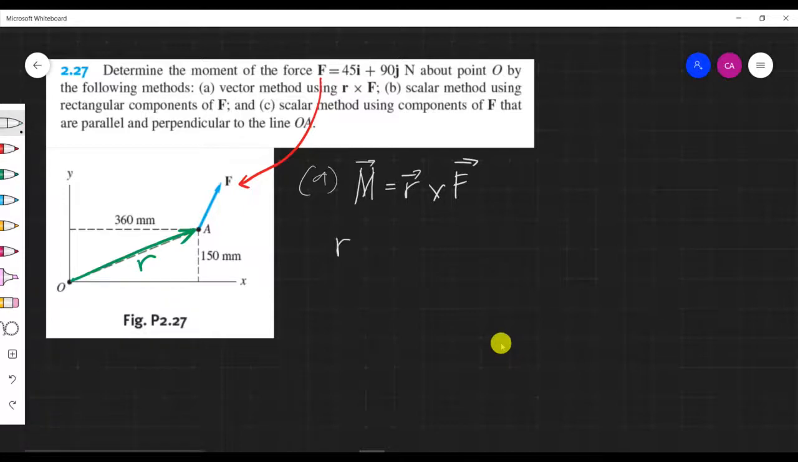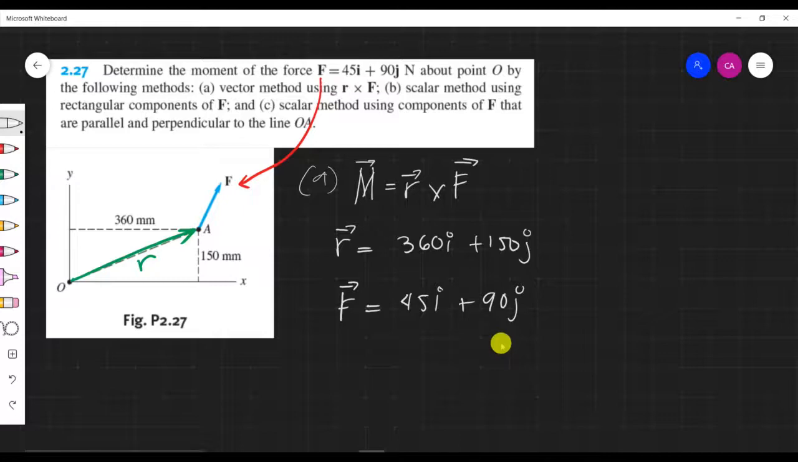So, RF. R pala, R muna. So, meron siyang positive 360 I, pakanan. Alright. Then, meron siyang positive 150 J pataas. Okay. Then, yung F is given. So, 45 I plus 90 J.